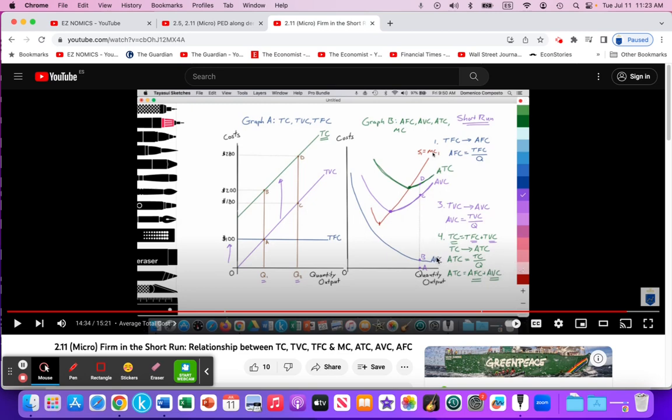Effectively, the average fixed cost curve doesn't have any impact on the marginal cost curve. The marginal cost curve is upward sloping. So the average fixed cost curve is getting smaller and smaller. It can't theoretically be causing the MC curve to increase. The only thing that's causing the marginal cost curve to increase are changes in variable costs.